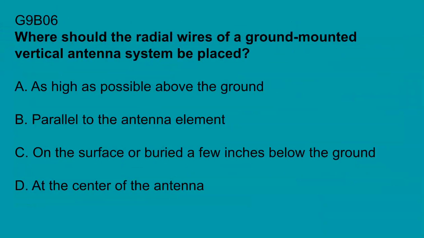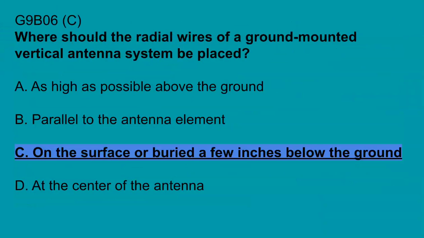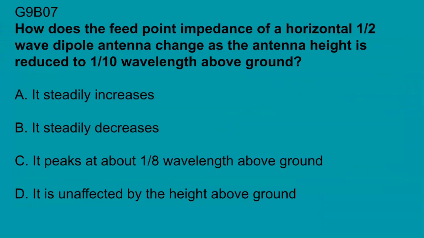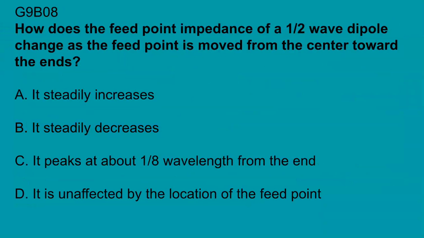G9B06, where should the radial wires of a ground-mounted vertical antenna system be placed? On the surface or buried a few inches below the ground. G9B07, how does the feed point impedance of a horizontal half-wave dipole antenna change as the antenna height is reduced to 1/10 wavelength above ground? It steadily decreases. G9B08, how does the feed point impedance of a half-wave dipole change as the feed point is moved from the center towards the ends? It steadily increases.